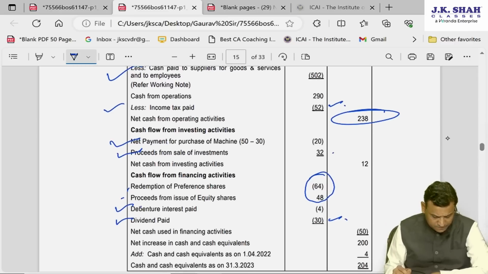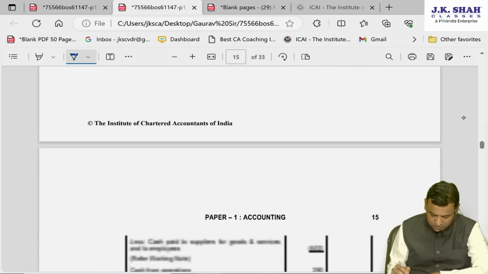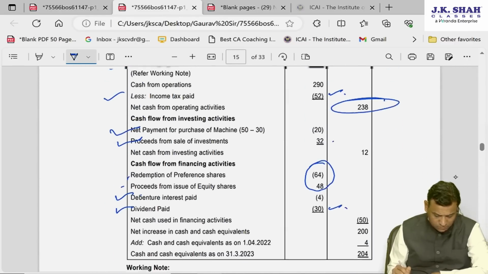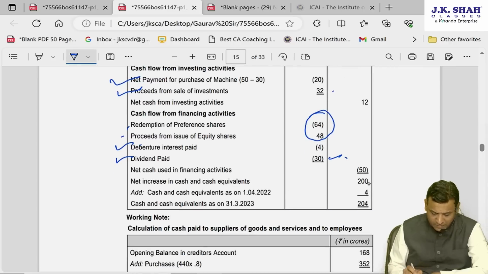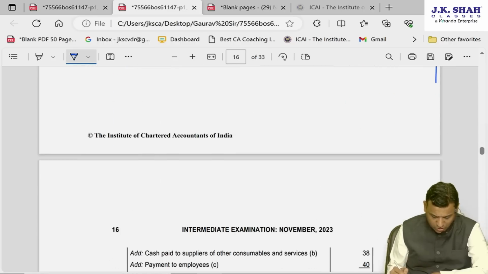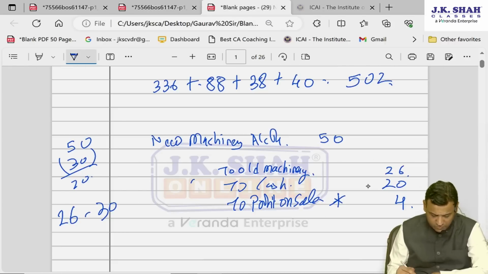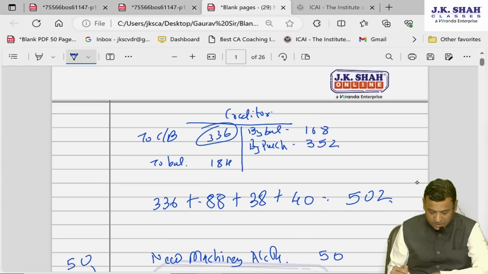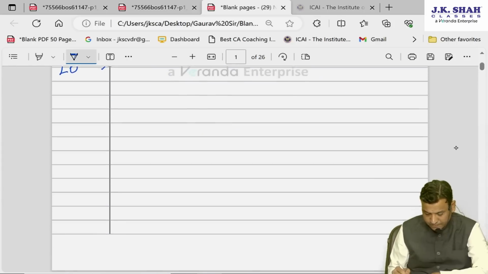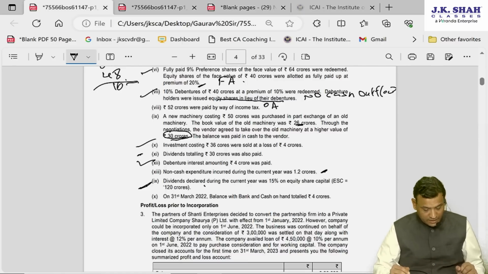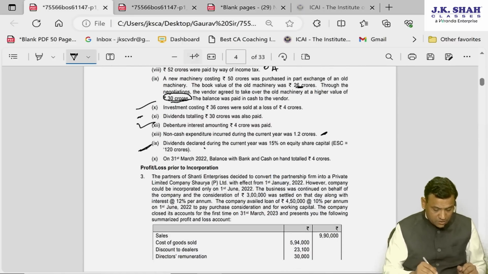So here friends, opening balance 200, then we have closing balance. Done. So this is all about your cash flow statement. Very simple question. Just a small point that we had a machinery and this creditors point. So this is the end of your question number 2. Let me move on to the next question, that is question number 3.